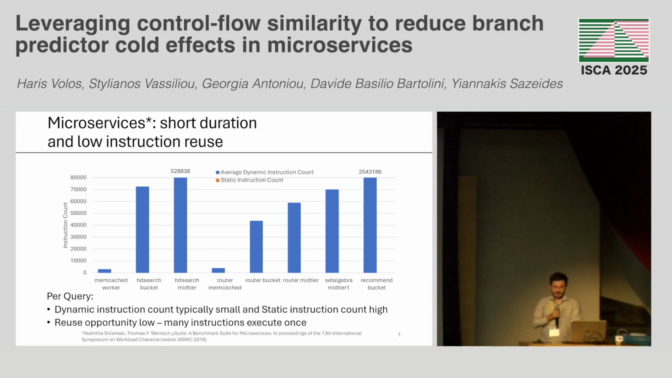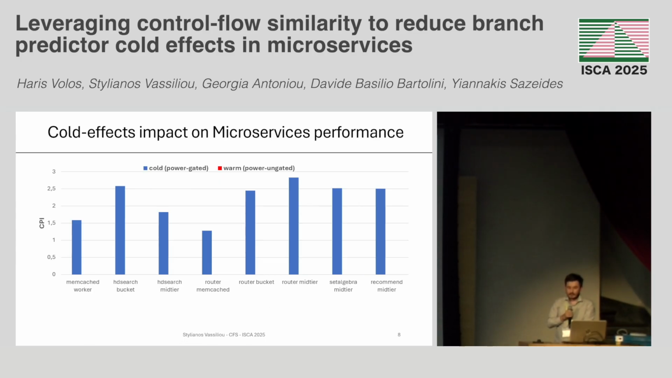Microservice processes are small. Most processes are less than 100,000 dynamic instructions, and at the same time, the static instructions are a significant percentage of the dynamic ones. This means that it has no time to amortize the cold effect overhead, and when the query is executed once again, most of the branch targets learned won't have the opportunity to be used.